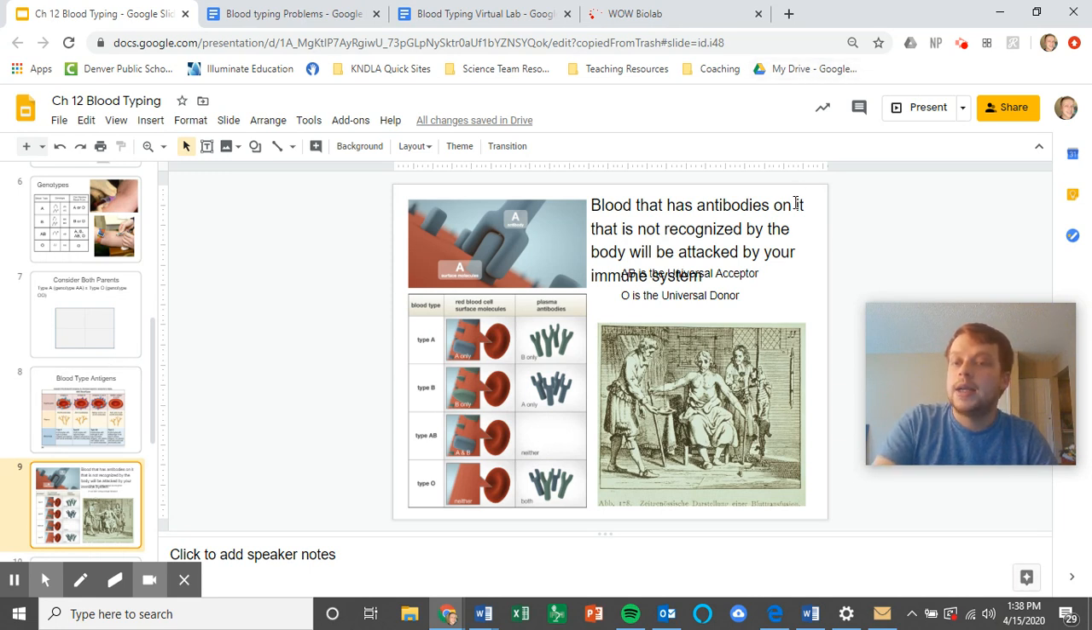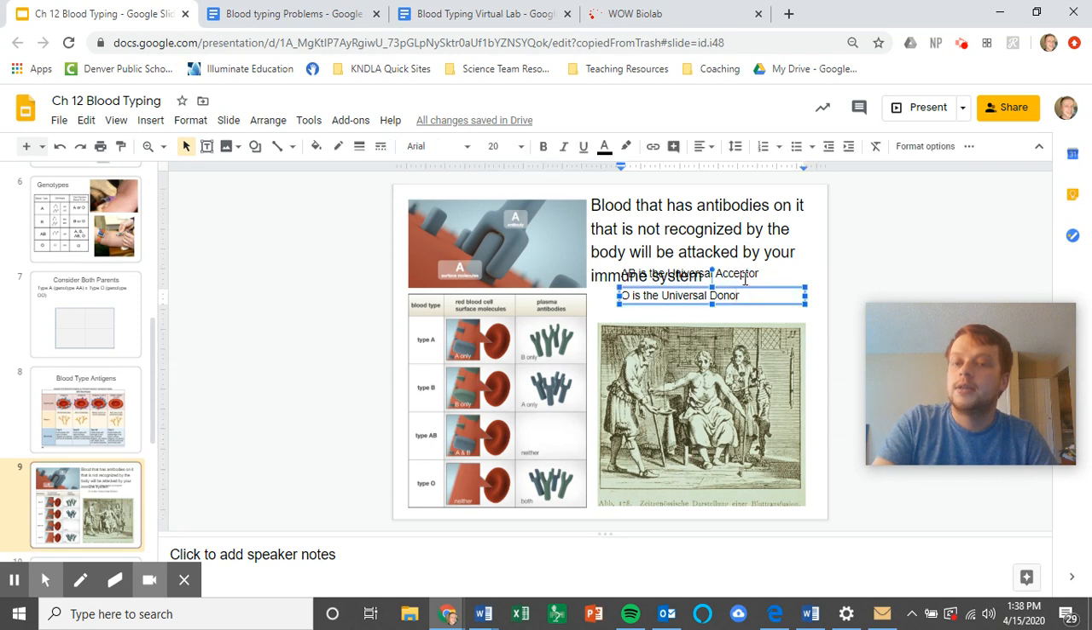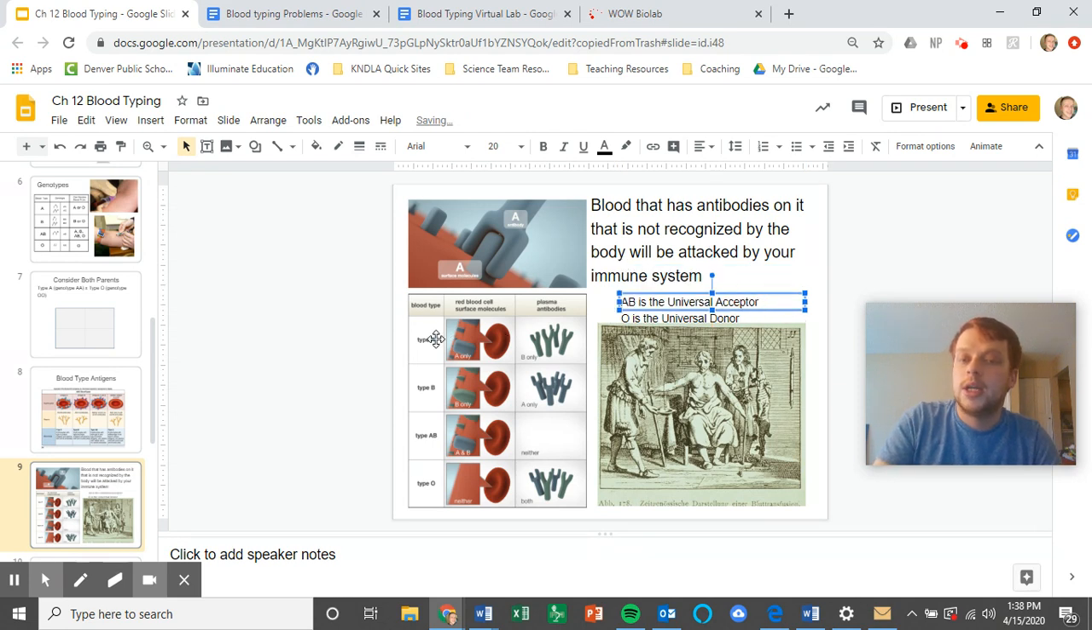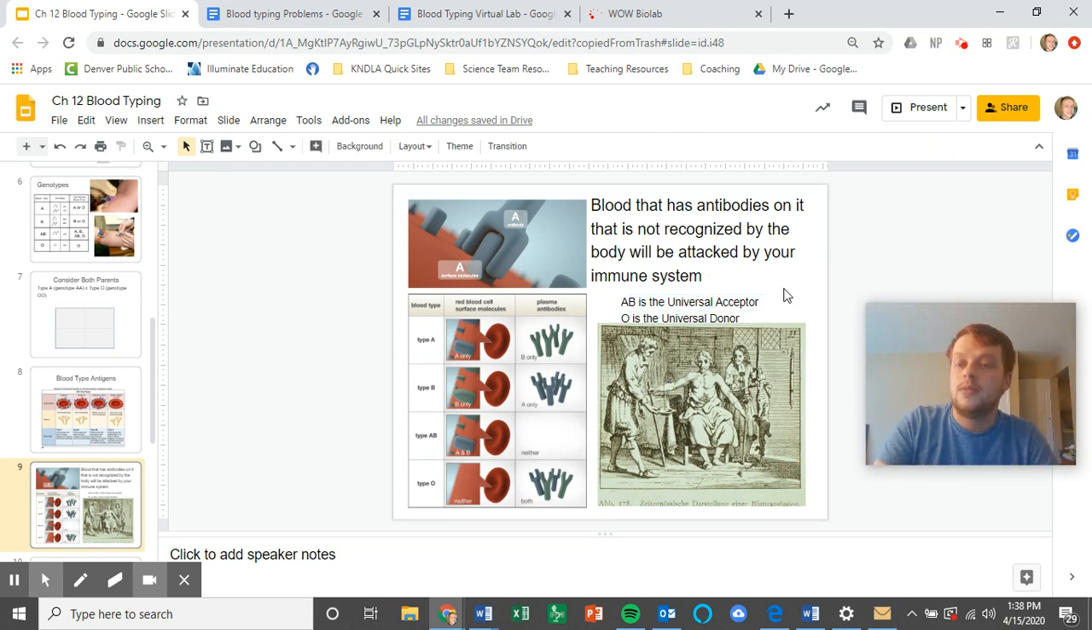So blood that has antigens on it that are not recognized by the body is attacked by our specific immune responses. So if you have type A blood and you receive blood from someone who is type B, then your blood cells will start attacking themselves and cause a clot. Because people with type AB blood have both of those receptors, they're considered a universal acceptor. So people with type AB blood can get blood from any other type.